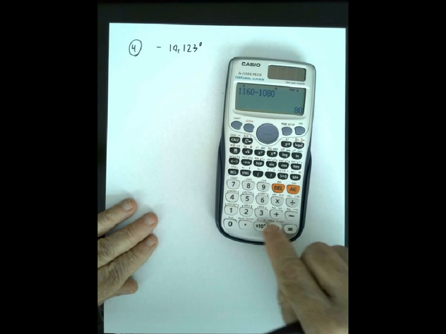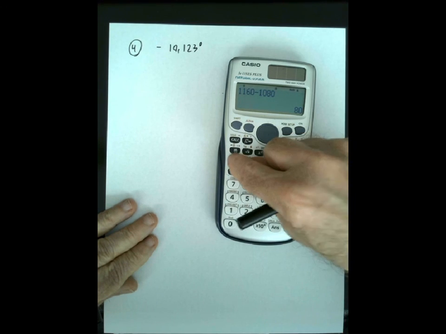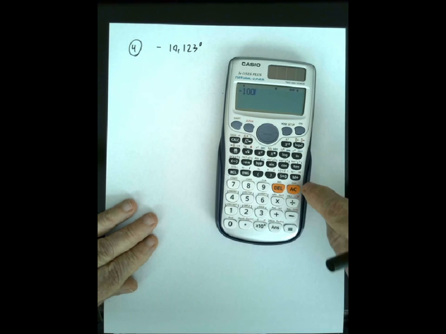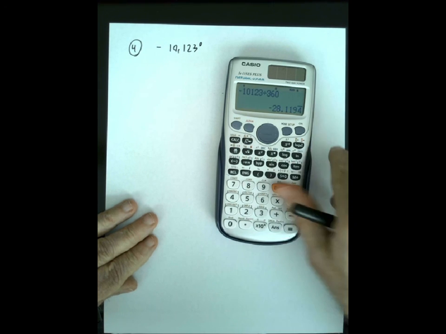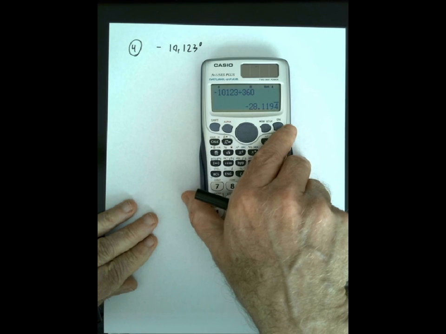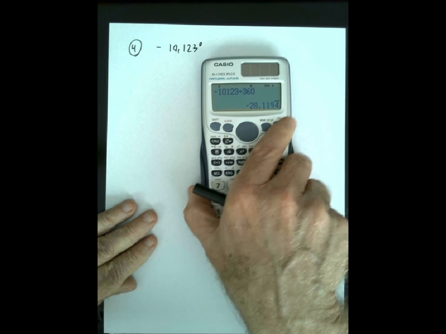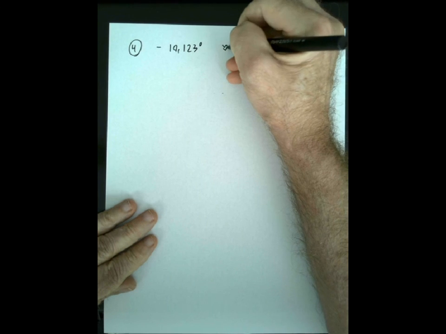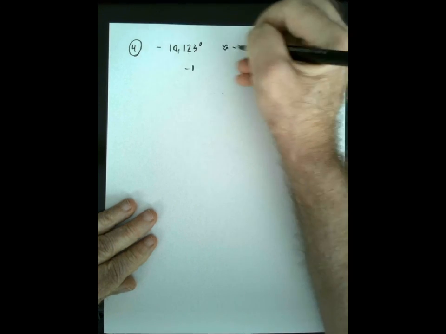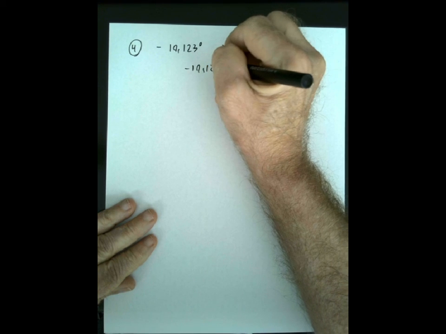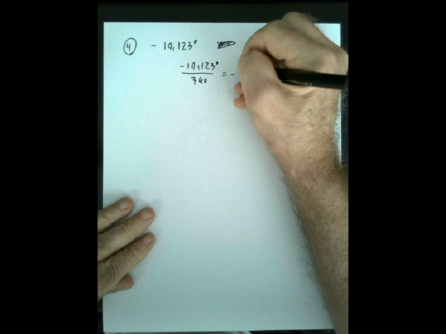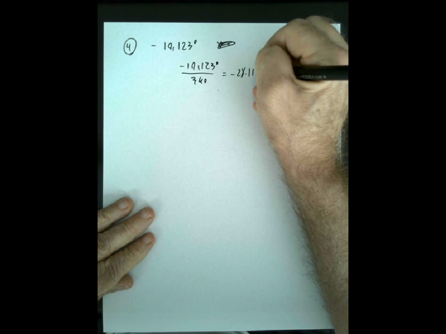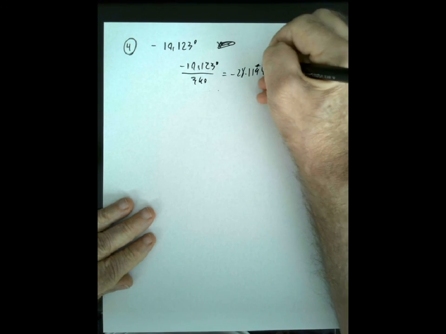That's all right. We just have to find out how many excess rotations there are. So on Mr. Calculator here, negative 10,123, I'm going to divide it by 360, right? And that tells us, oh, look, hopefully you can see that, negative 28.119. So 10,123 divided by 360 is negative 28.119, right? The 4 repeats, apparently.